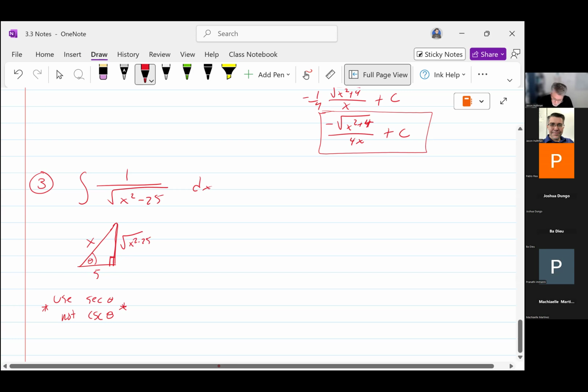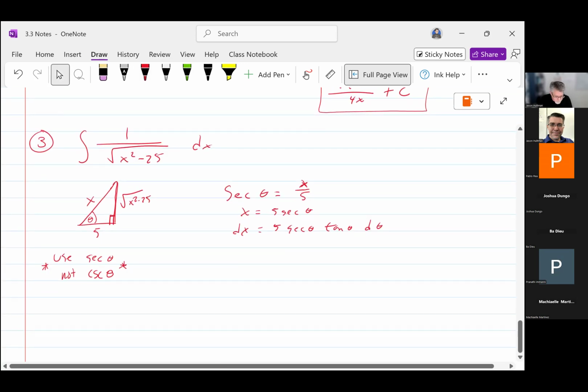Okay, and so we can say that our secant theta is equal to x over 5. That tells me that x is equal to 5 secant theta. So that means that our dx is going to be 5 secant theta tangent theta d theta. Okay, so let's do our trig sub. 1 over the square root of x squared minus 25, so x is 5 secant theta quantity squared, times my dx, which is 5 secant theta tangent theta d theta.